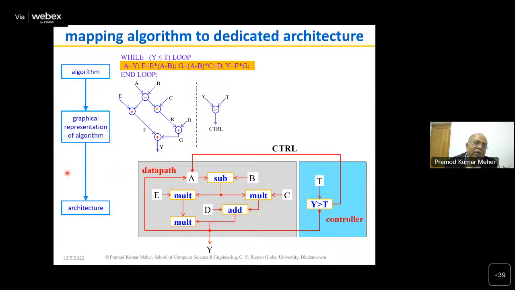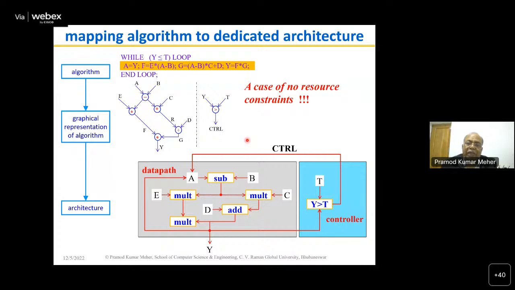Okay, so basically what we do, we have the algorithm, we simplify the algorithm and do the graphical representation of the algorithm and map that to the architecture. Here, the mapping is straightforward because we are willing to provide enough computing units, enough arithmetic circuits, to facilitate all those computational operations that need to be performed.